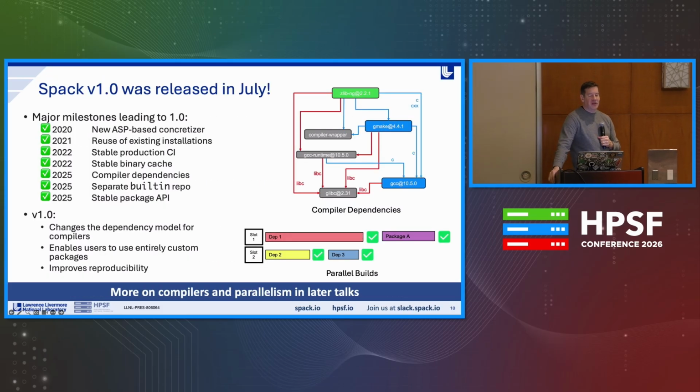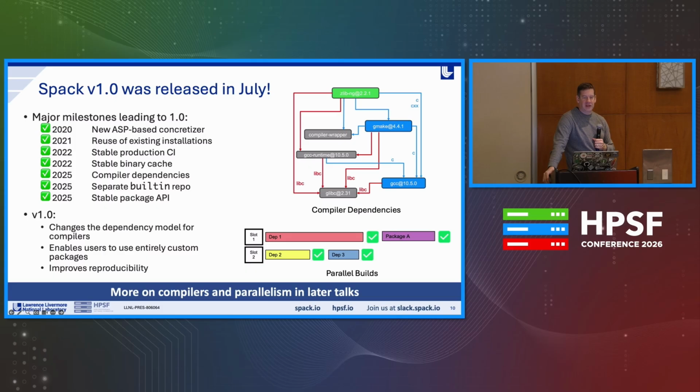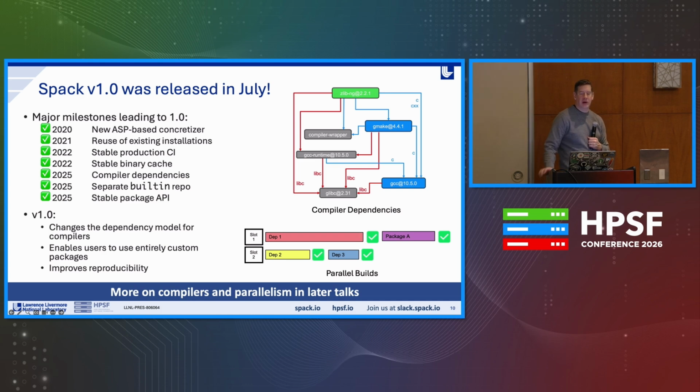Spack 1.0 was released last July. You've heard all about this. Greg is going to talk a bit more about the compiler dependencies in his talk tomorrow, so I'm not going to dwell on it, and I've talked a bit about this in the overview talk. But it was a really big release. We spent a lot of time building up to this, and as I said, the TSC was pretty instrumental in the package API, which I will talk a bit about.